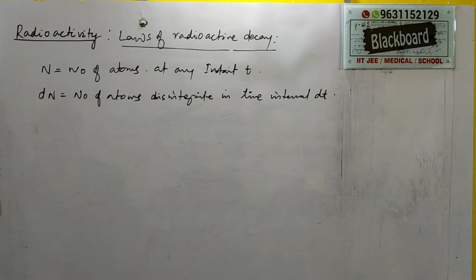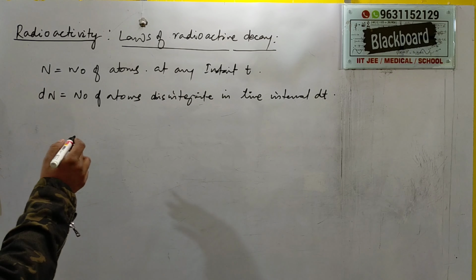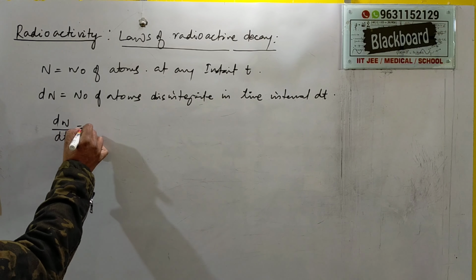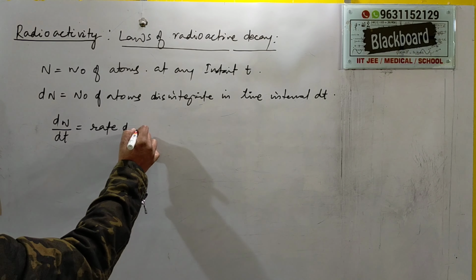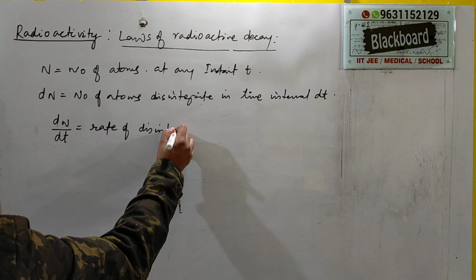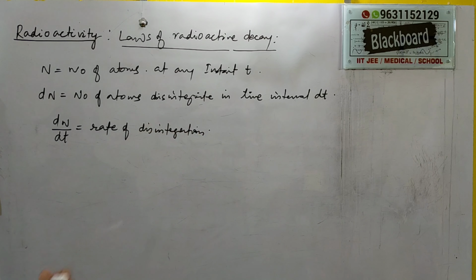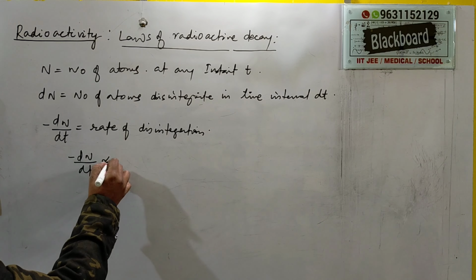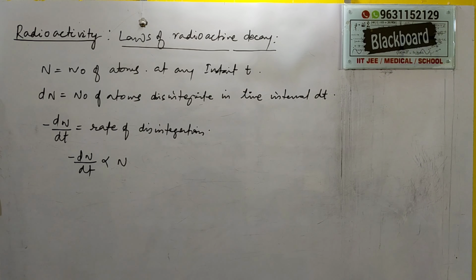मान लिया dt टाइम इंटरवल में dN नंबर ऑफ एटम्स जो है वो डिसइंटीग्रेट हो रहा है. तो हम यहाँ रेट ऑफ डिसइंटीग्रेशन dN/dt, रेट ऑफ डिसइंटीग्रेशन. चूंकि ये डिक्रीज कर रहा है, इसलिए इसके रेट को हम माइनस लगाएंगे. तो माइनस dN/dt is directly proportional to number of atoms present at that instant.